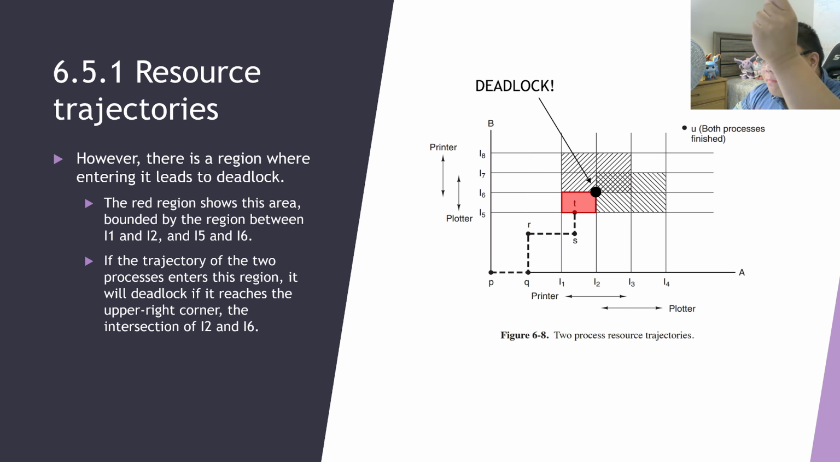but it means process B needs the printer next. But process A already has the printer, and process A also needs the plotter next. No, process A has the printer, process B has the plotter, and then processes A and B need each other's resources. Deadlock.